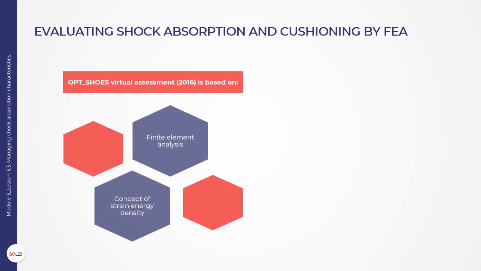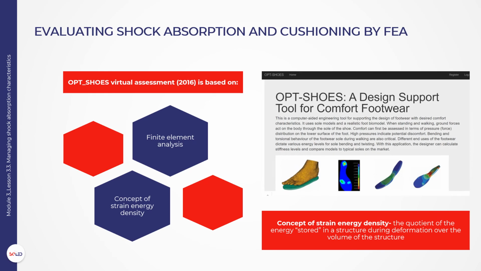A quite interesting approach, feasible through finite element analysis, incorporates the concept of strain energy density, which is the quotient of the energy stored in a structure during deformation over the volume of the structure, excluding any voids. This was first incorporated in the OPT Shoes Virtual Assessment Toolkit in 2016, and it has been used for both academic research and commercial assessment of sole designs.